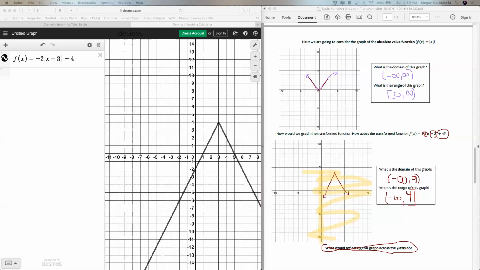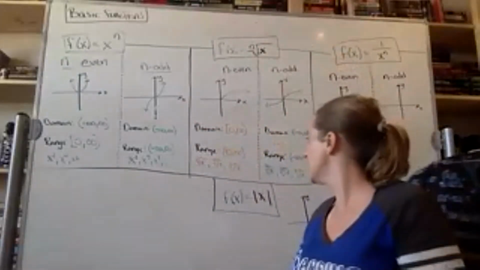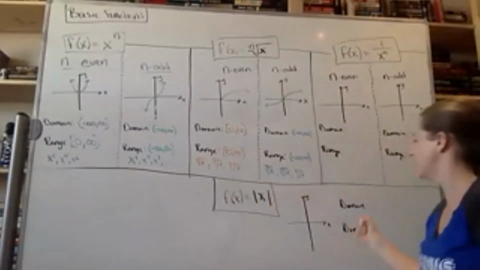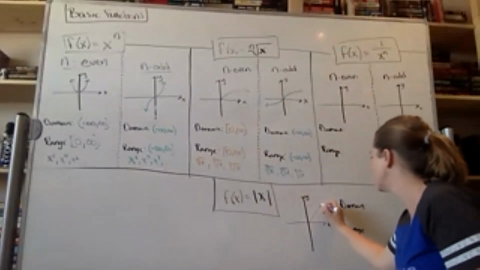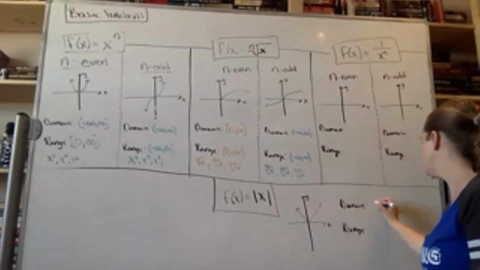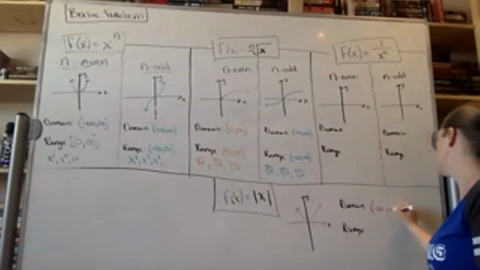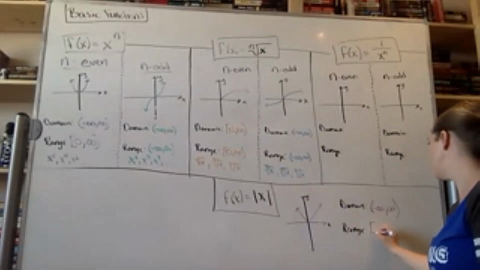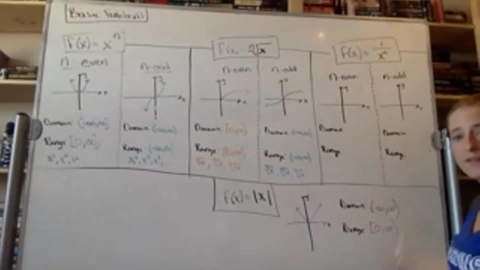All right, so if we go back to our chart here, we've just done our absolute value graph. The graph of the absolute value function is the V, straight line, the V. The domain of this graph is negative infinity to infinity. Our range starts here and goes to infinity, so our range is 0 to infinity. So that's our untransformed graph. If we have a transformation, those things are going to change.